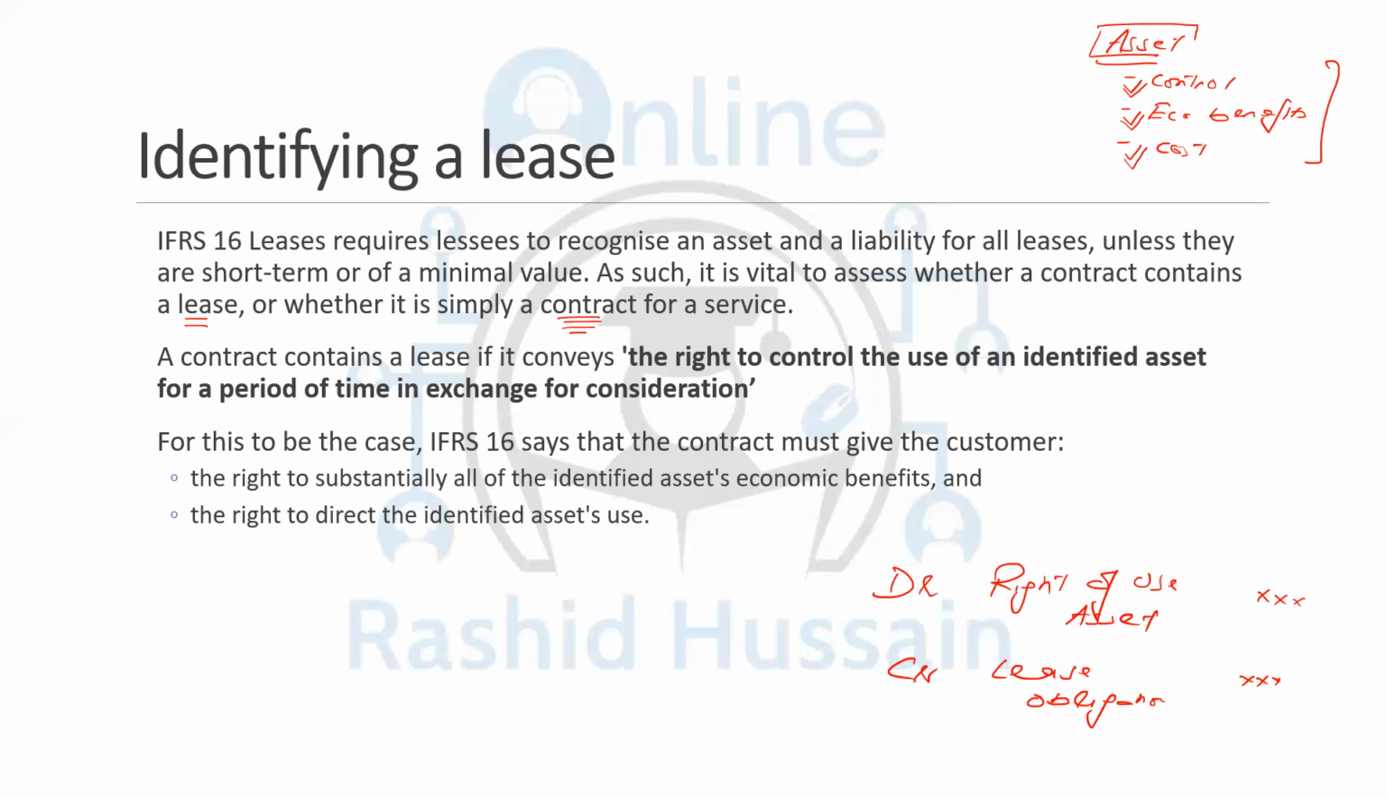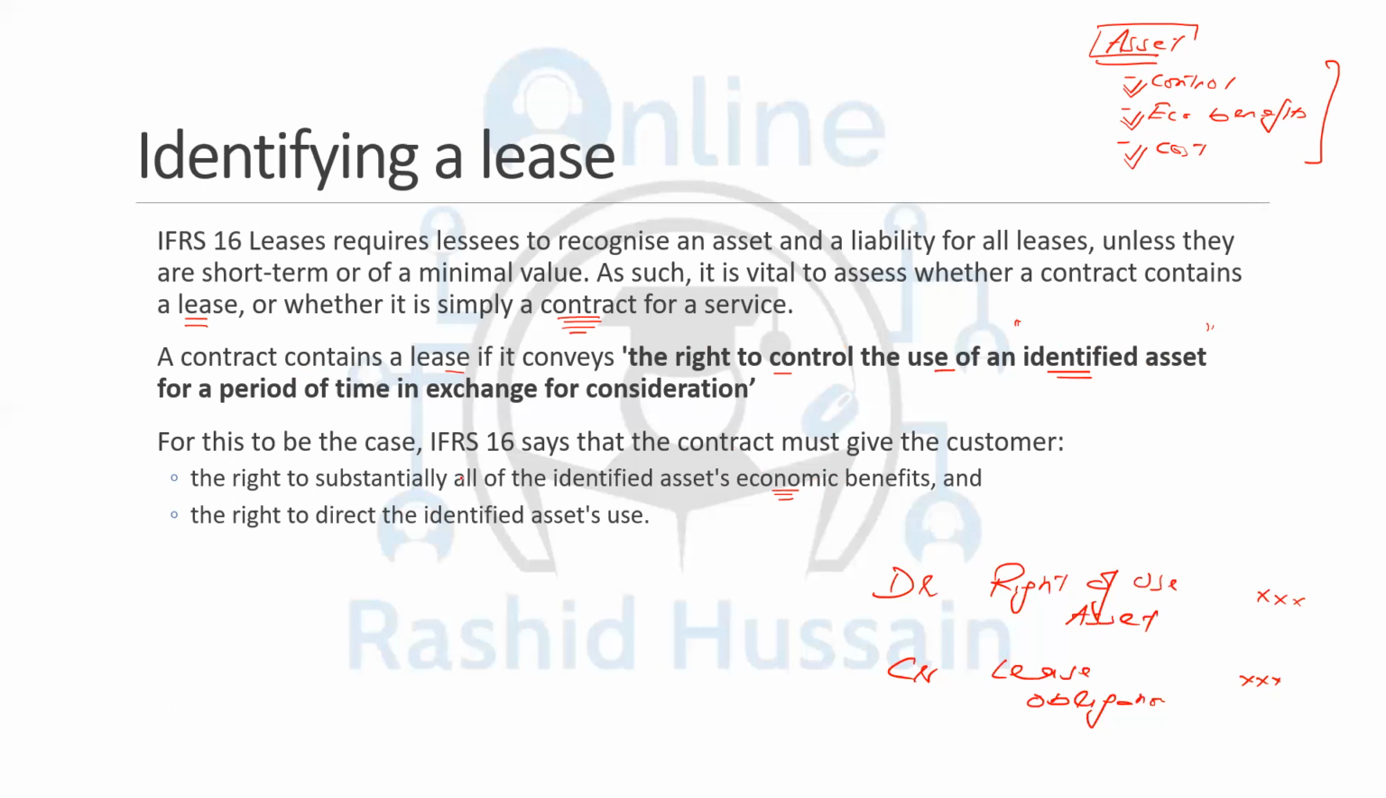Now, what is the criteria? The standard says a contract contains a lease if it conveys the right to control the use of an identified asset. By identified asset, we mean that the asset should be specifically mentioned within the contract. Right to control means that the lessee has the right to enjoy all the economic benefits, and the lessee will decide how to use that asset.